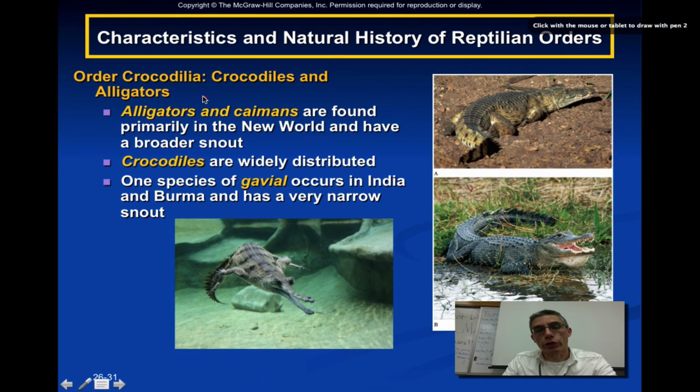So the very last order we're going to look at is the order Crocodilian, and this includes the crocodiles and the alligators. Alligators and caimans are found primarily in the New World and do tend to have a much broader snout when compared to the crocodiles and the gavial. Crocodiles are very widely distributed over the planet, and the gavial, which is this one right down here towards the bottom, this is going to occur primarily in India and Burma, and it's really easy to spot these because, as we had said, their snout is even more apparent when it comes down to the narrowing of that snout.